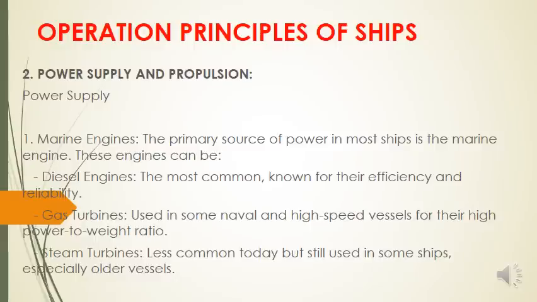Marine engines. The major source of power in most ships is the marine engine. These engines can be diesel engines, gas turbines, or steam turbines. Diesel engines are the most common type of engine, known for their efficiency and reliability. Gas turbines are used in some naval and high-speed vessels for their high power to weight ratio. And steam turbines are less common today, but still used in some ships, especially in older vessels. Some older ships still make use of the steam turbine.